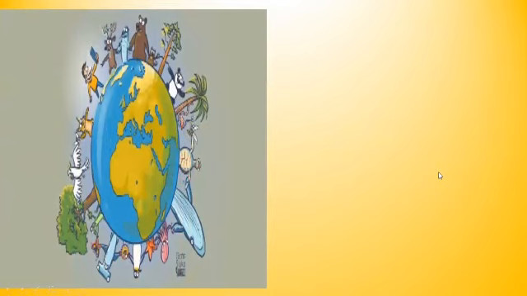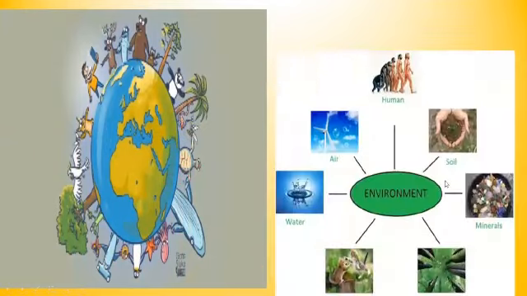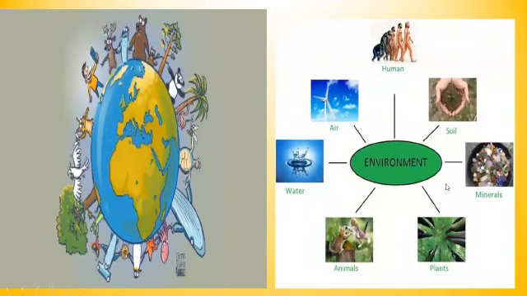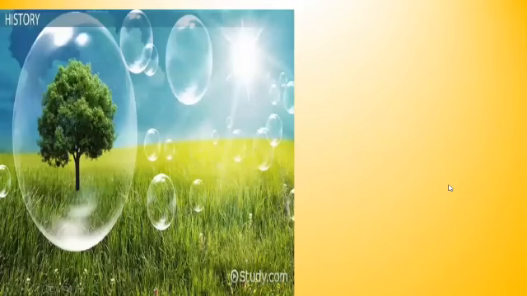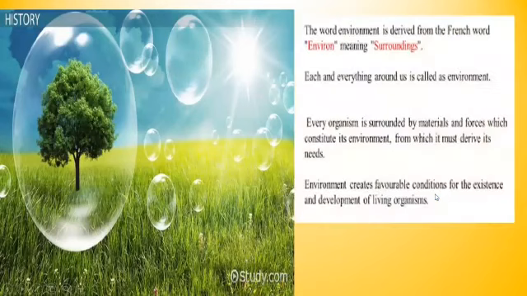Environment is our basic life support system. Whatever you see in the surrounding is known as environment. You see human, air, water, animal, plants, mineral, soil, all are part of the environment. God has given a beautiful environment to all of us. So let's first of all learn the meaning of the environment. Environment is derived from a French word, environment, which means neighborhood.